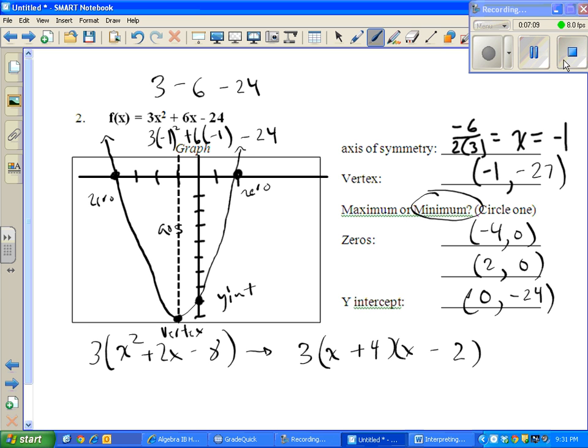And we're done. Good luck. Remember, no calculator, except for the rinky-dink ones, and possibly your cell phone, but no graphing calculators.